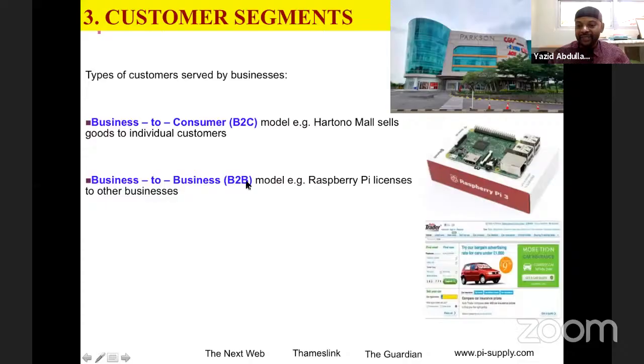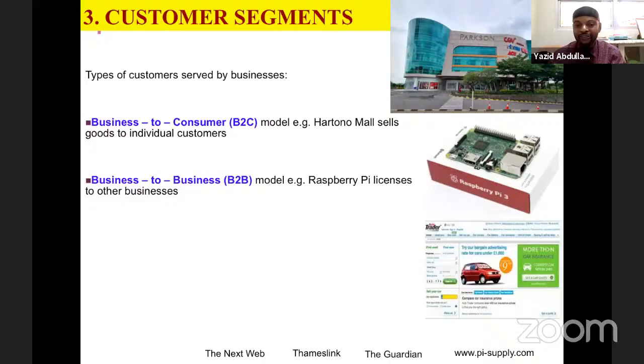Another example of business to business is Apple. You know, Apple manufactures phones. And often they sell those phones to distributors. And distributors help them to do what? To distribute the phones. So they make a lot of money from distributors.